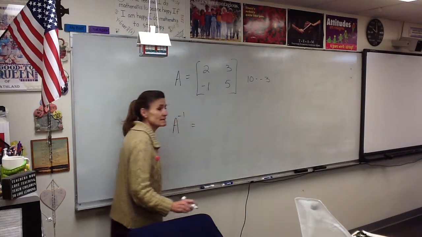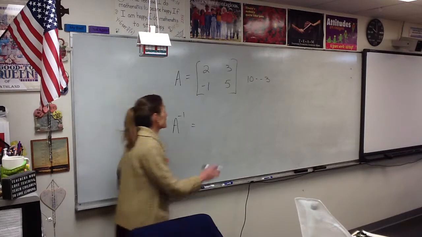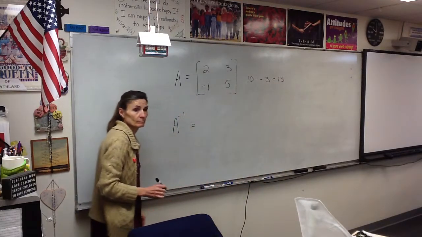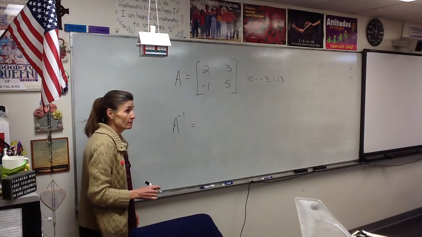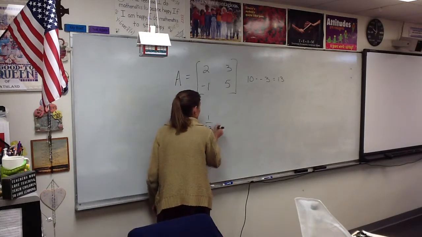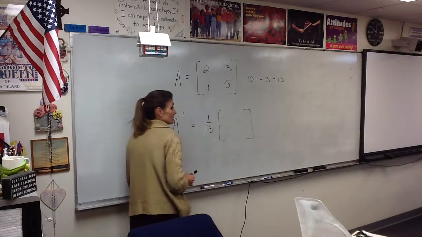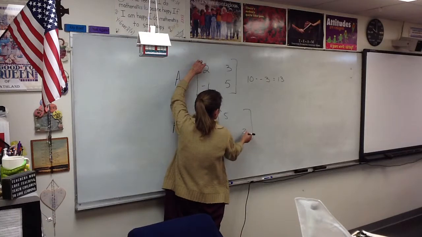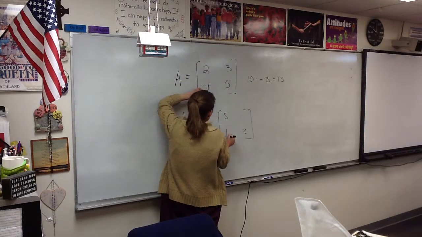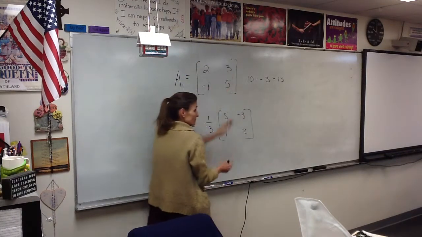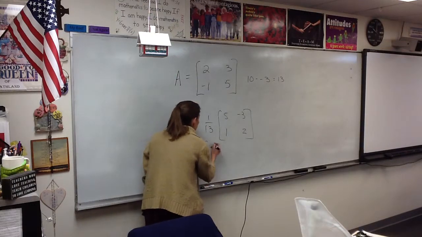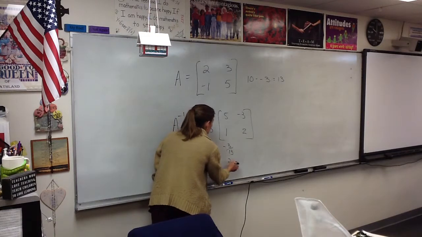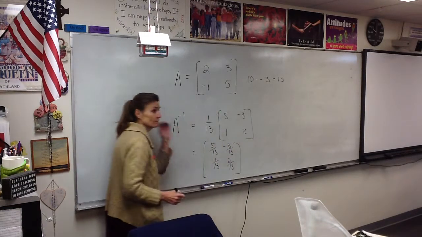So we have 10 minus -3, and get 13. So the value of that determinant is 13. Step 1. So then we have 1 over 13. Now what? 5 and 2 switch. 1, -3. How many of you had 5/13, negative 3/13, 1/13, 2/13 as your answer?